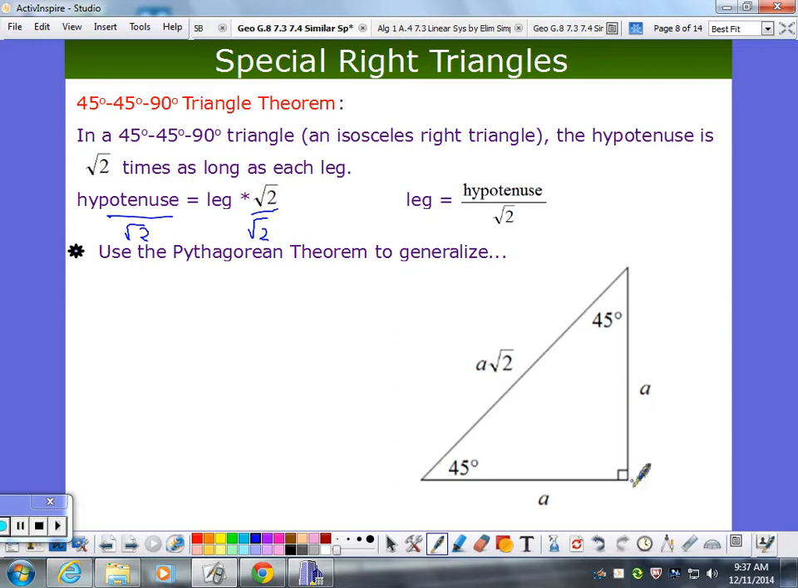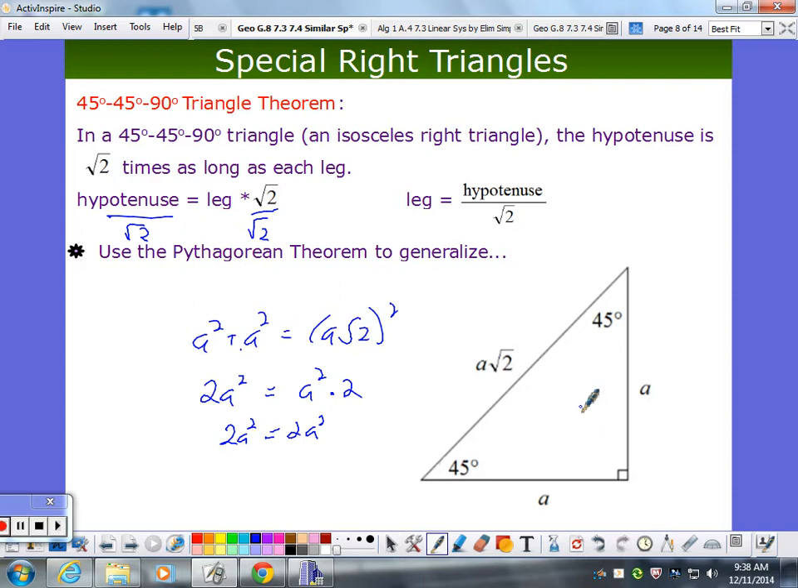So if you have a side of length a in a 45, 45, 90, the hypotenuse is a square root 2. So now I've got that picture. It says use the Pythagorean theorem to generalize. Let's make sure we agree. a squared plus a squared, does that equal this thing squared? Well, a squared plus a squared is 2a squared. What's going on here? There's an a squared. Square root 2 times square root 2 is 2. And I can write this as the same thing just by using the commutative property. It works.